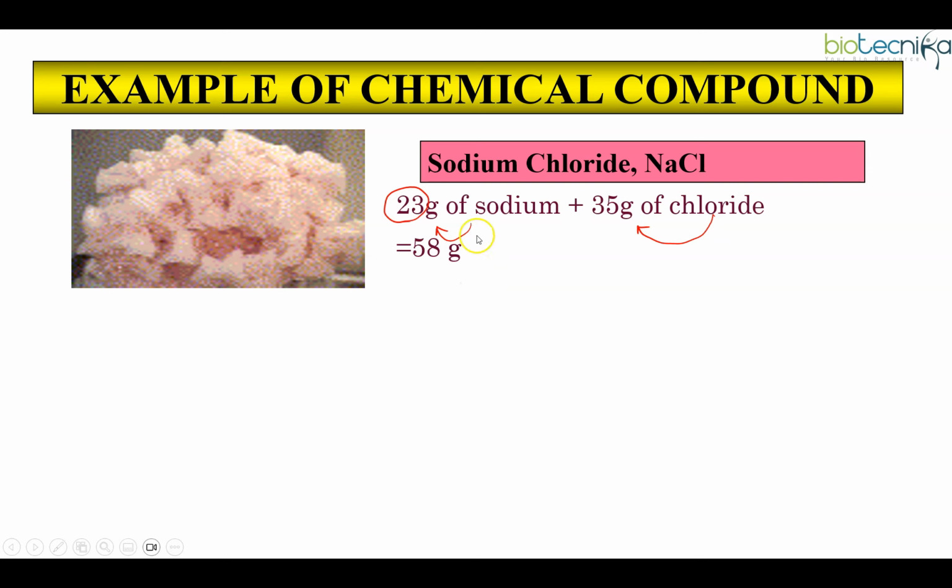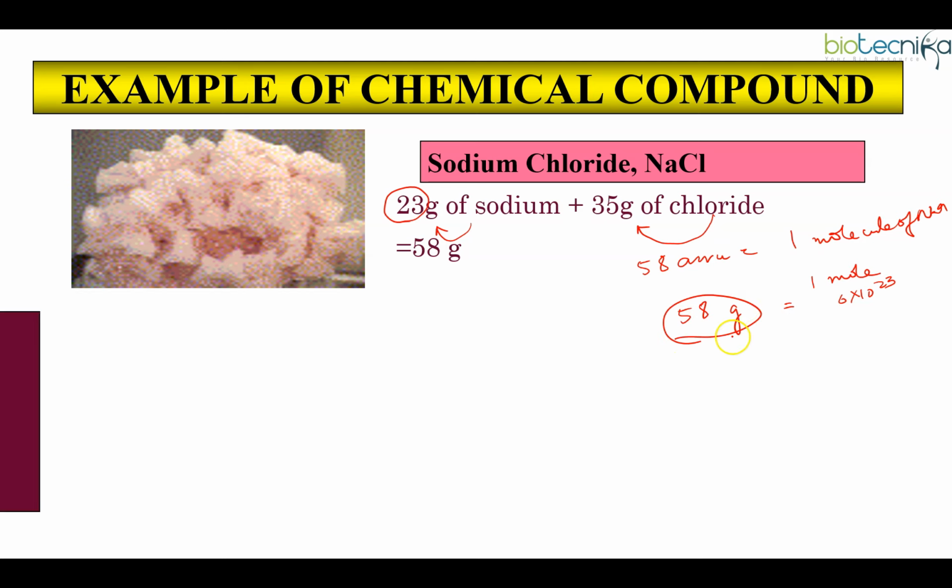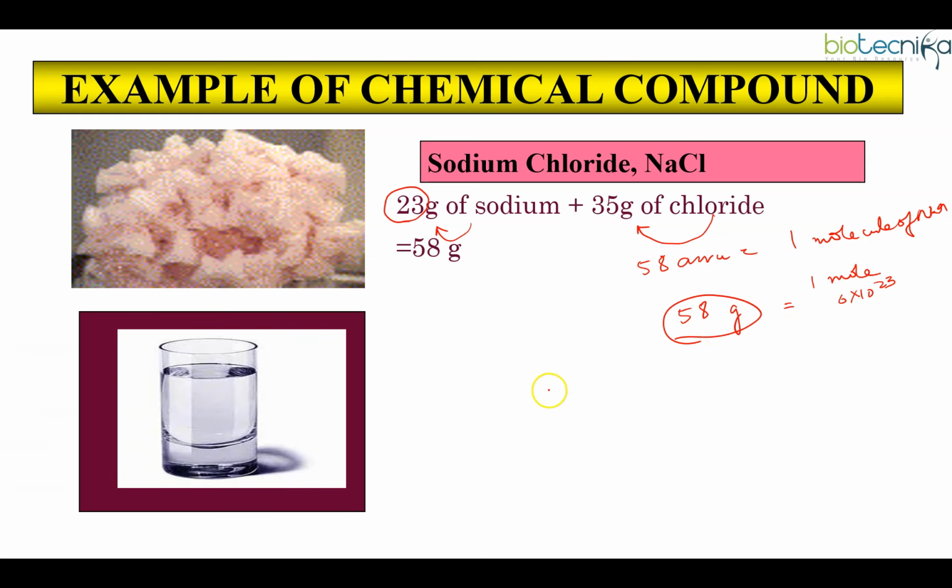Okay, so if we take 58.5 AMU, then this is the mass of 1 molecule of NaCl. But if you take 1 mole of NaCl, then you are taking 6 into 10 to the power 23 molecules. So the mass will be 58.5, but expressed in grams. Like this, you can pause the video and find out what will be the molar mass of water.